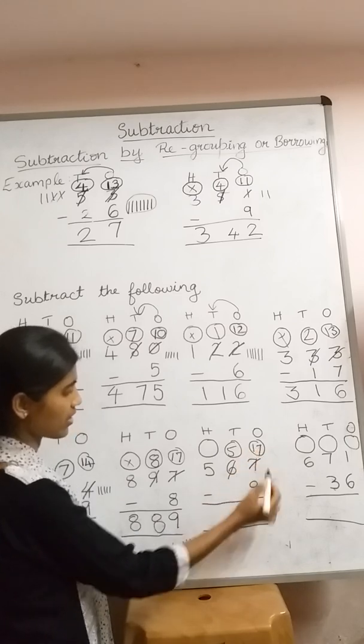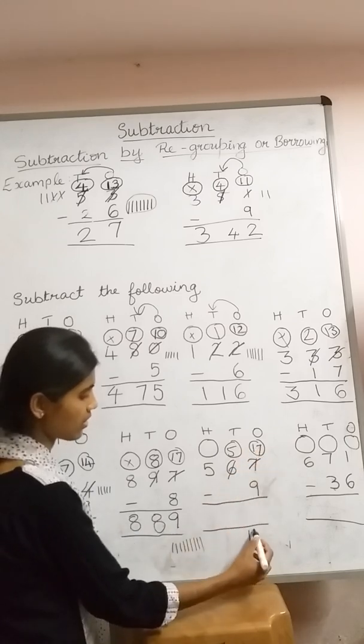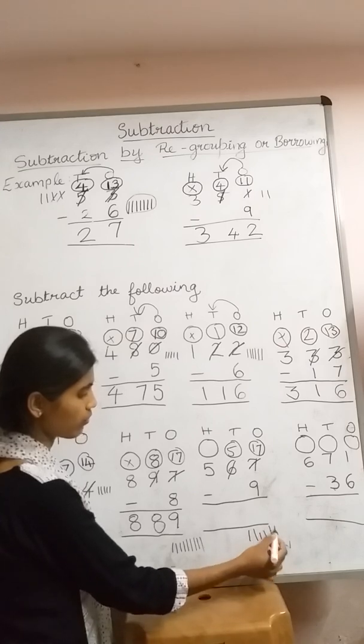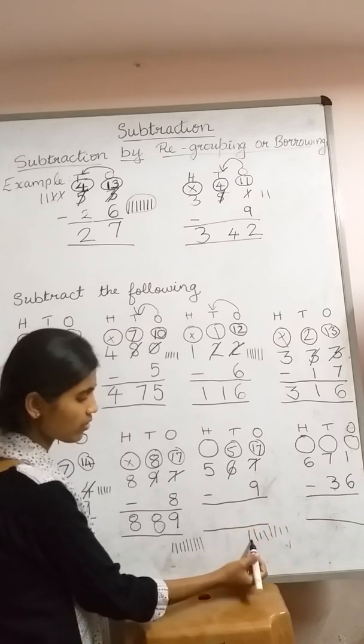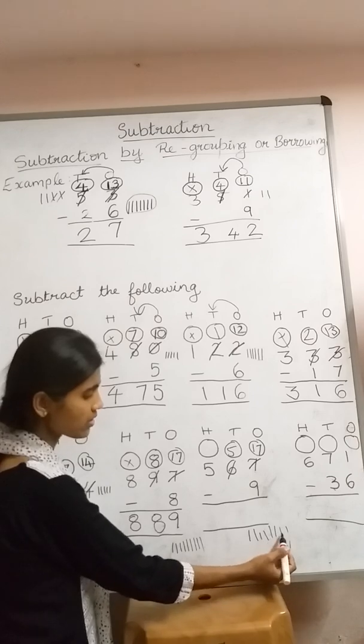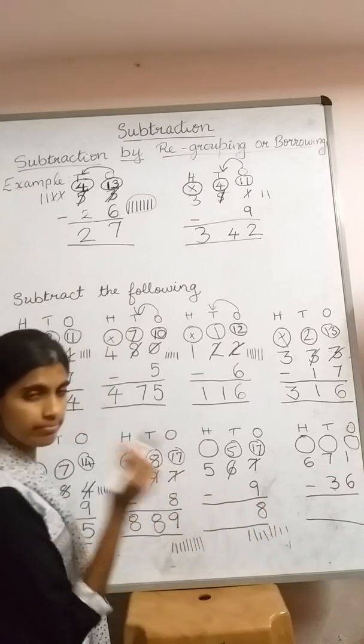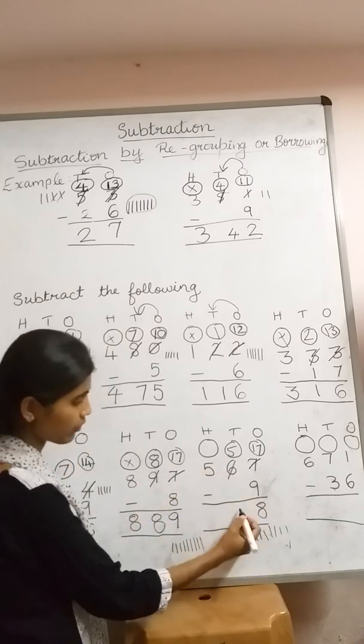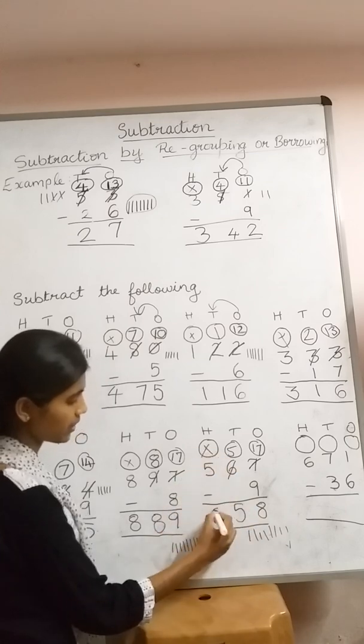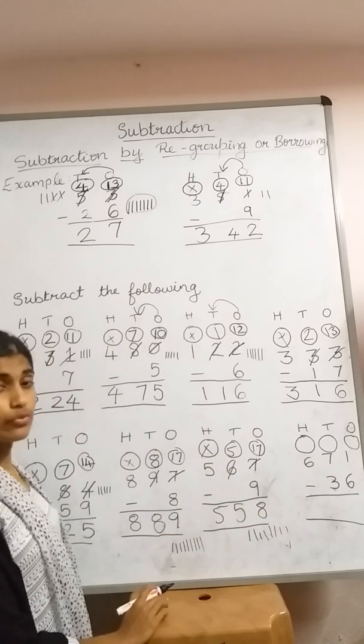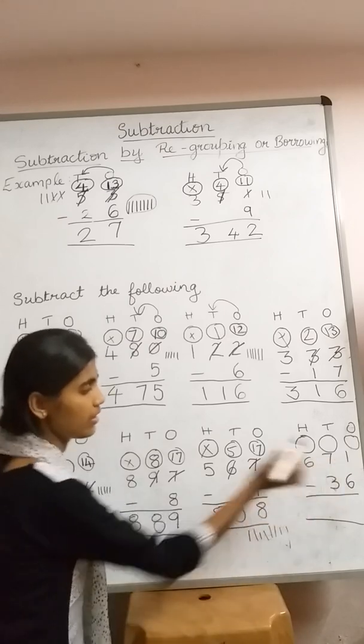Here, children, strike 5, 1. Strike, write 17. 9 afterwards let's say 10, 11, 12, 13, 14, 15, 16, 17. Count the lines: 1, 2, 3, 4, 5, 6, 7, 8. Yes? Bring down 5. Nothing here. Bring down 5. 558.